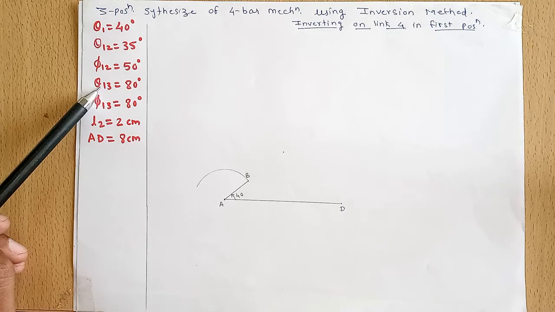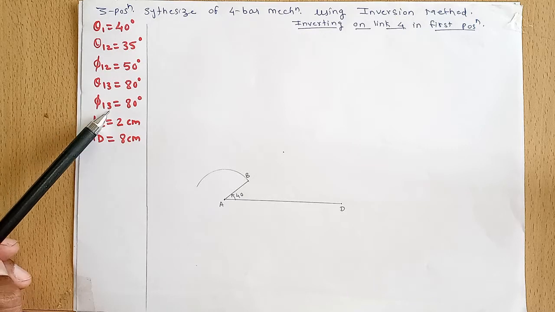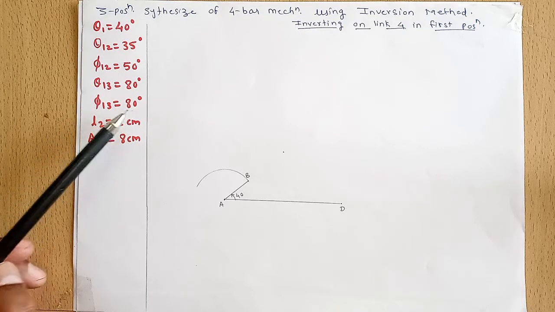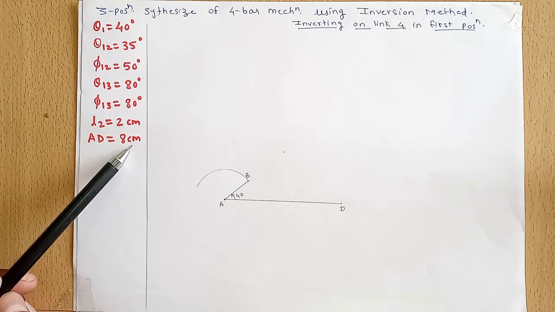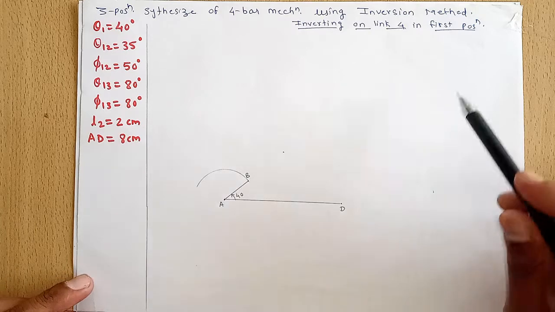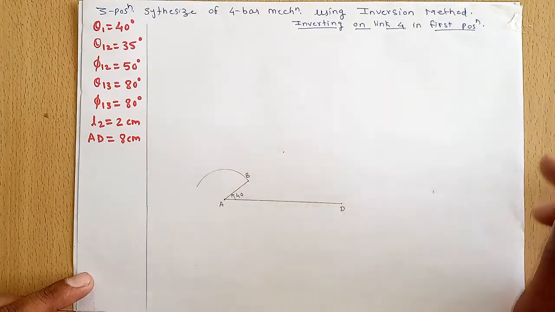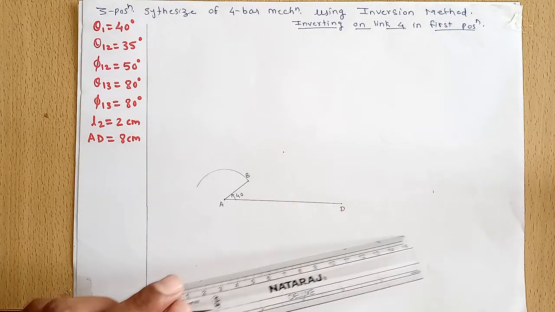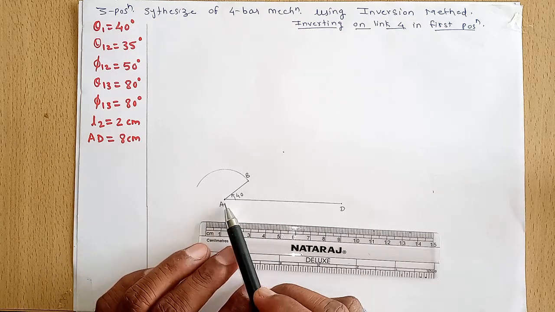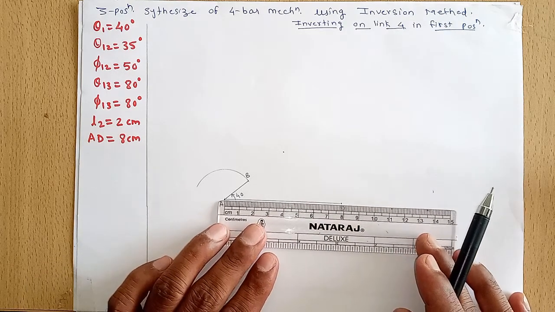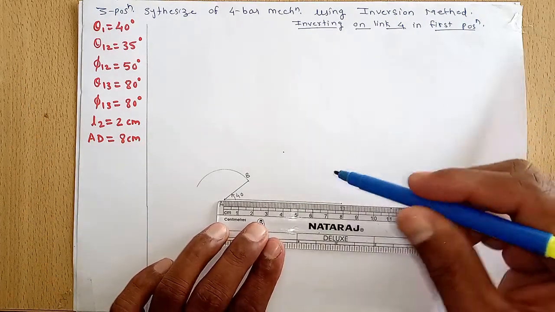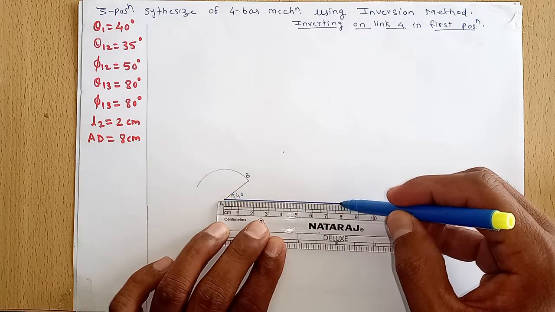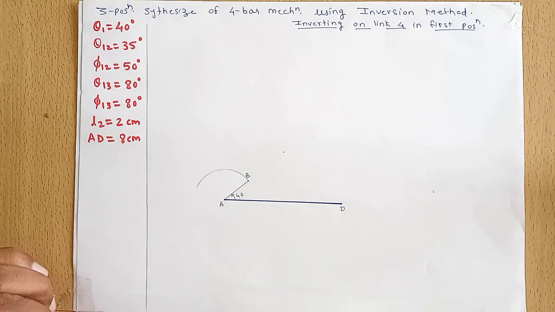Angular position between the first and third positions of the crank is 80 degrees, and between the first and third position of the output link is also 80 degrees. Length of the crank is given as 2 centimeters and length of the fixed link AD is 8 centimeters. So we will invert the mechanism on link number 4 in its first position. For that, first of all, we draw the fixed link AD having a length of 8 centimeters.